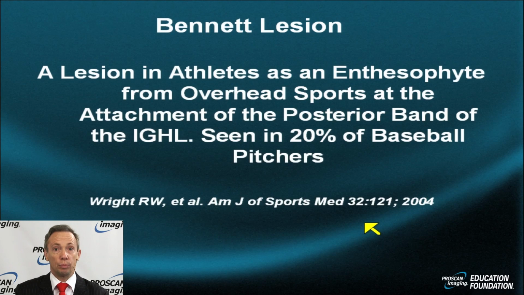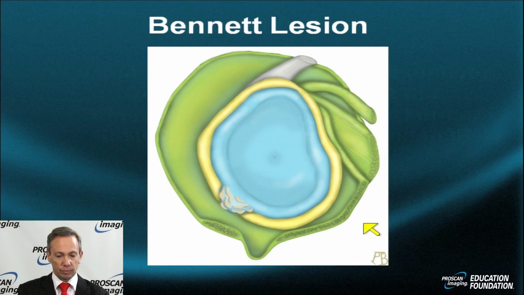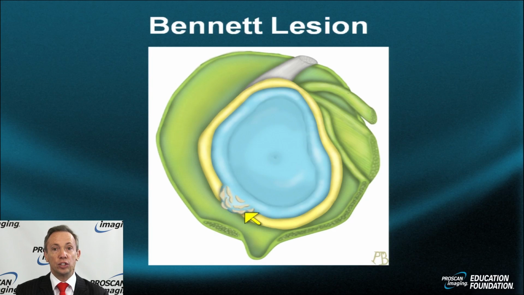The Bennett lesion. Another bony lesion, by the way. It's a lesion in athletes that's seen as a traction-related enthesophyte, similar to an osteophyte, from overhead sports, perhaps at the site of the attachment of the posterior band of the inferior glenohumeral ligament, but there's still some debate on this. It's seen in about 20% of baseball pitchers, as described by Wright and others. This traction lesion may begin as nothing more than cartilaginous hypertrophy or overgrowth with a mixture of early osseous change. But as it matures, the osseous change becomes a little more dominant.